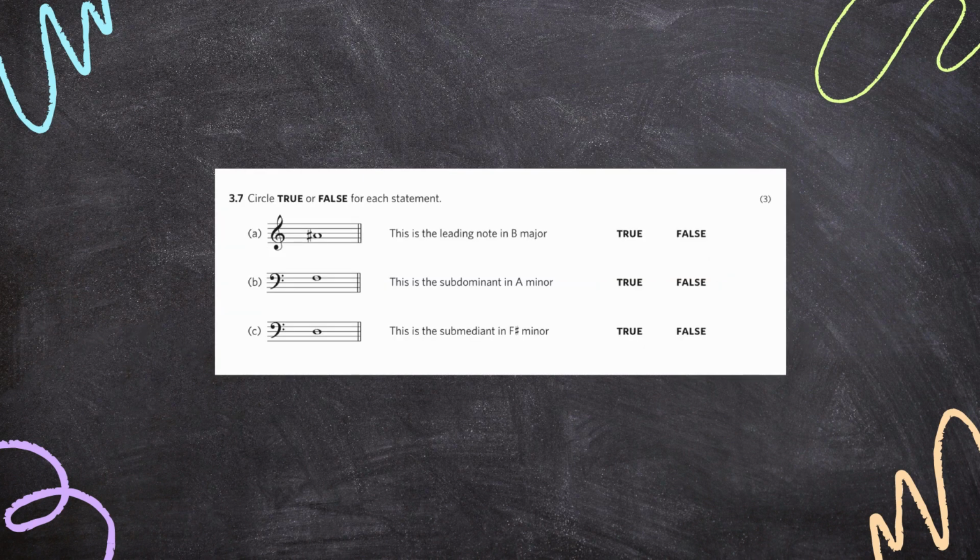Question 3.7. The first one asks if A sharp is the leading note in B major. The answer is true. The second one asks if F is the subdominant of A minor, which is false, because the subdominant of A minor is D, not F.